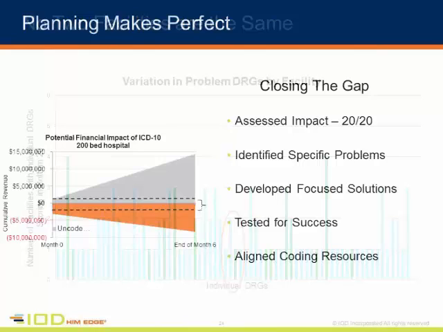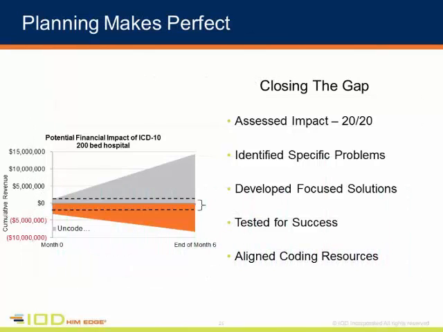We analyzed the DRGs and specific codes responsible for the negative impact using our analytics. We developed remediation strategies aimed at eliminating the major causes of negative impact. We tested the success of those strategies and gained further proficiency by coding charts in the ICD10 coding gym. We identified the need for one additional coder and had them hired and in place by April 1st of 2015.